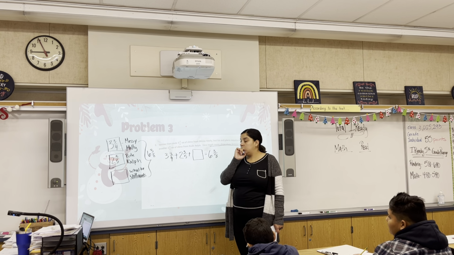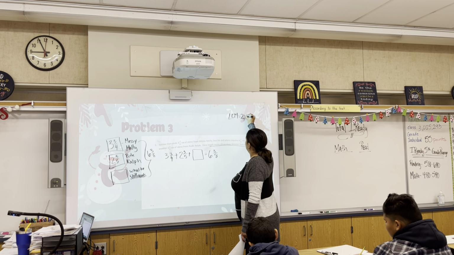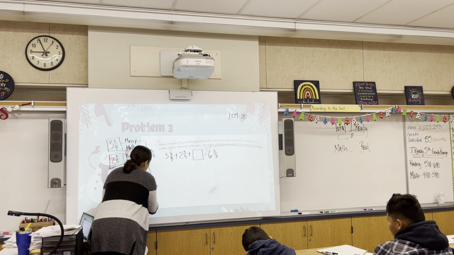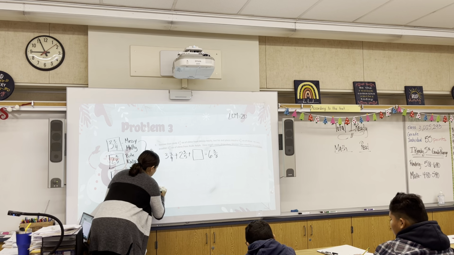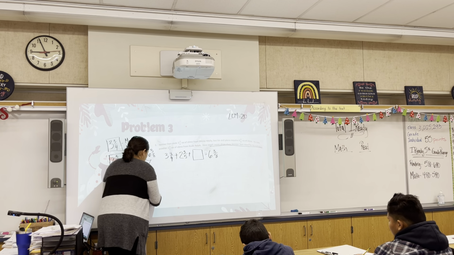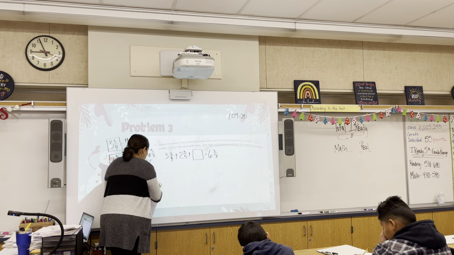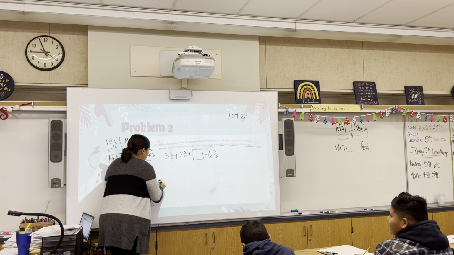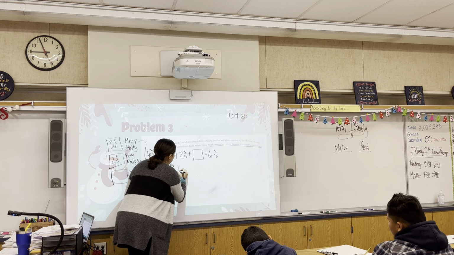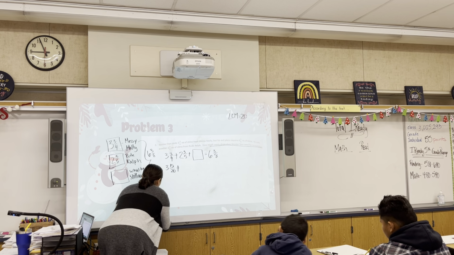Yes, Damien. You find the least common multiple. Okay, and what's my least common multiple, Damien? 20. Okay, so then I know that 3 and 3/4 is equivalent to something over 20. 4 times what gets me to 20? 5. Whatever I'm doing to the denominator, I'm doing to the numerator. 3 times 5 is? 15. Good. So 3 and 15/20 plus 2 and 3/5 is equivalent to something over 20.